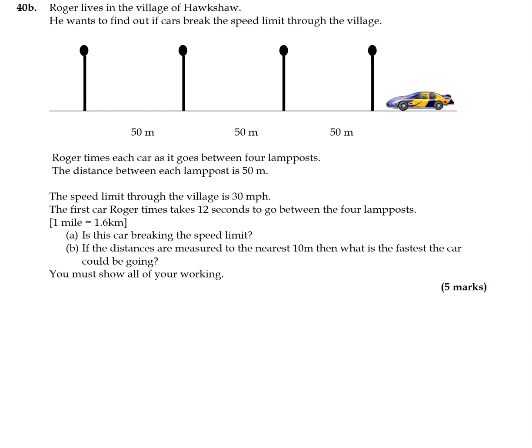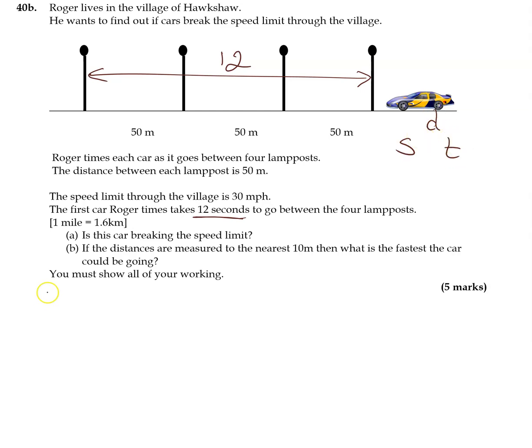Roger times a car between these lampposts, and the time it takes is 12 seconds. So we know it takes 12 seconds to travel from here to here. And we know the speed limit is 30 miles an hour. So we can work out the speed the car is travelling at. So the speed is distance over time.